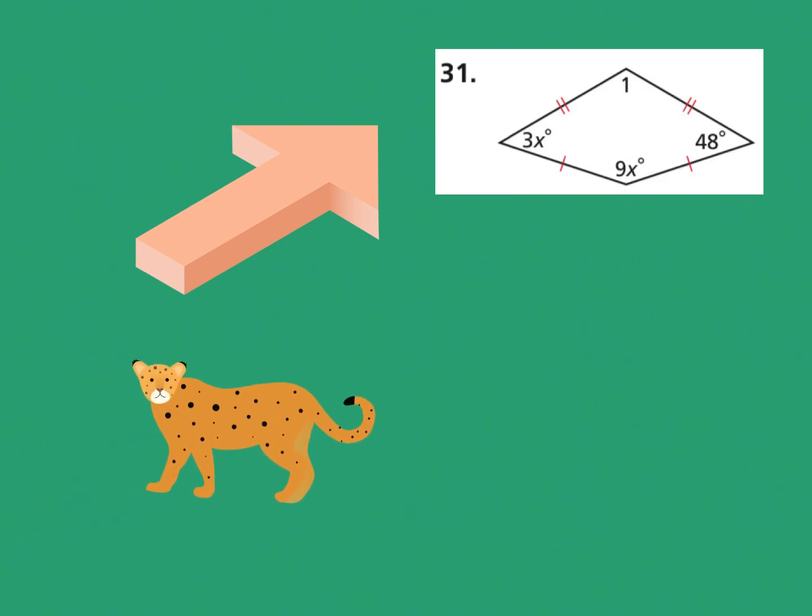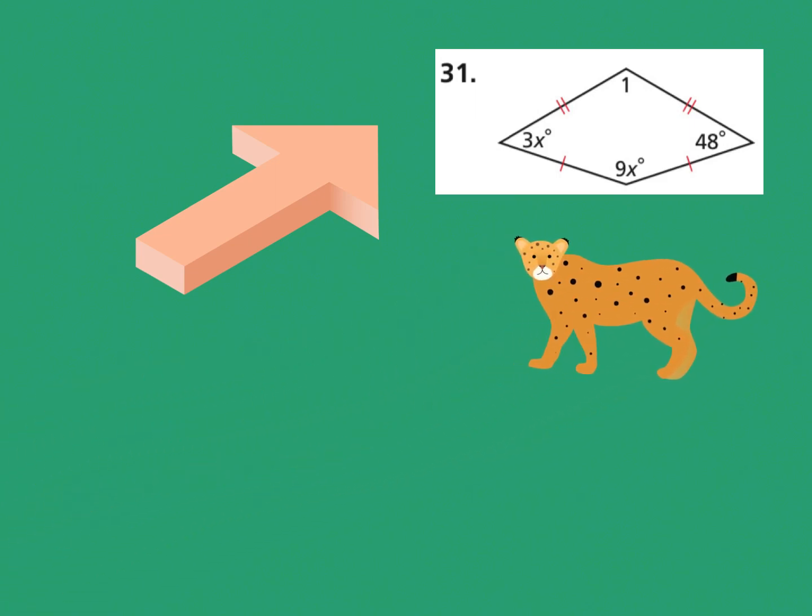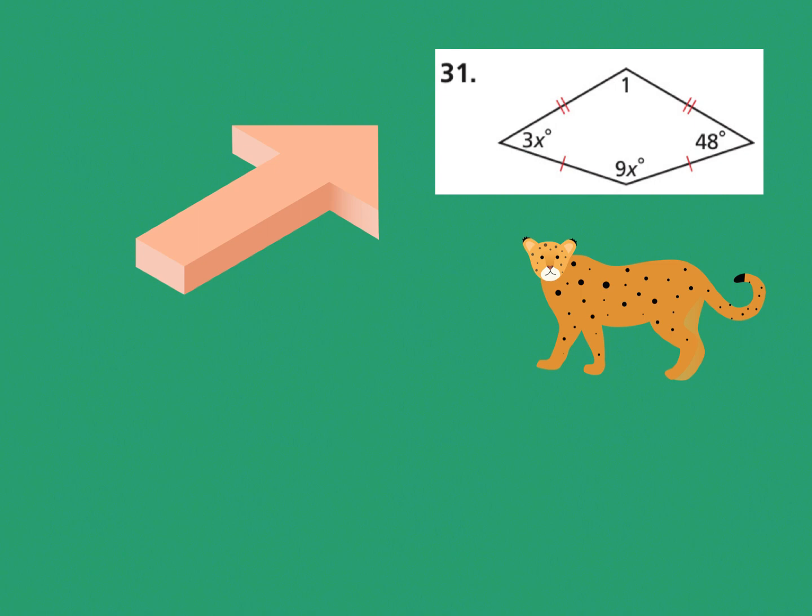All right, if you wander on over to number 31, you'll see that what we have is a kite. Why is that? It's because here we have a pair of consecutive congruent sides, and here we have a second pair of consecutive congruent sides. That means it's a kite.